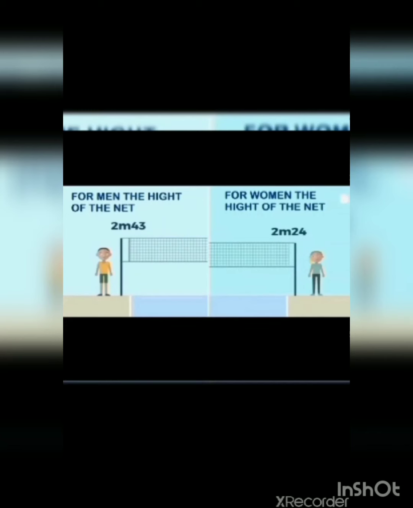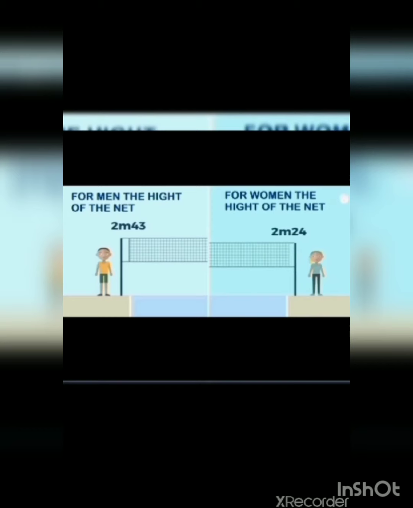For men and women, the ground is divided and the net height is different. For men, the height of the net is 2 meters 43 centimeters. And for women, the height of the net is 2 meters 24 centimeters.